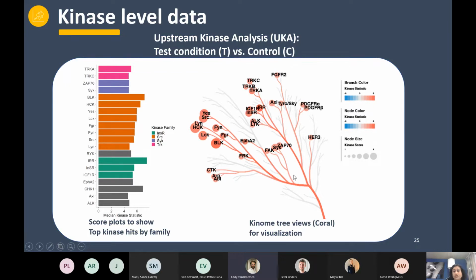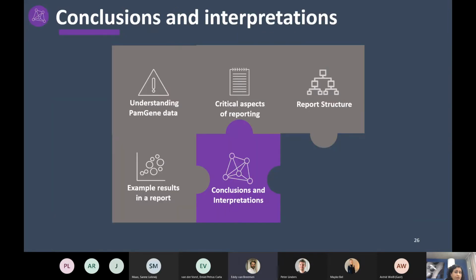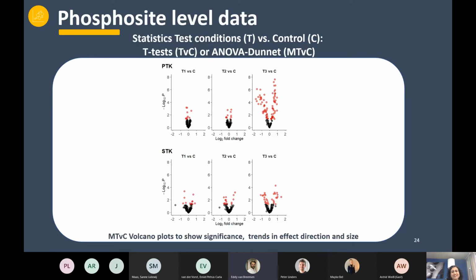And when you add also the serine threonine data, then it becomes really interesting to distinguish this. Any questions up to this point? I would also want to share that if anyone has an idea for visualization or for a statistical test, you could also share that with us and we might learn from that as well.